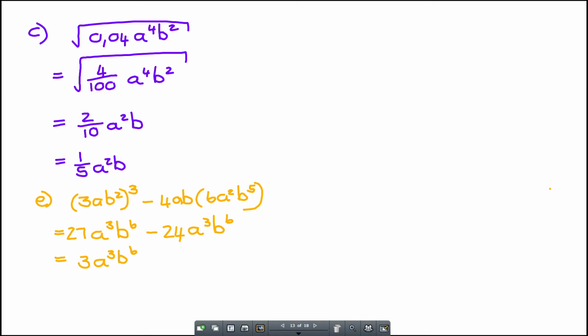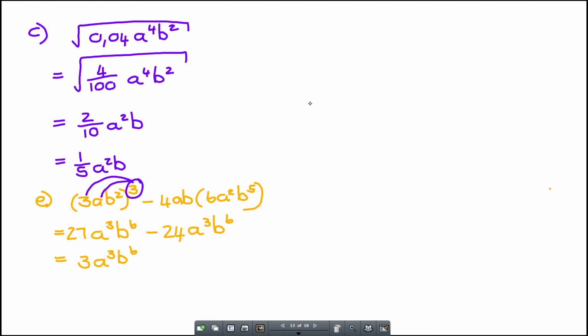Yes, ma'am. Okay, E. Remember that 3 applies to everything inside. So 3 to the power 3 gave me the 27. A to the power 3, and then b to the power of 2 to the power of 3. What do we do with those exponents if I've got a power to the power? Multiply. So that's why it becomes b to the power of 6.